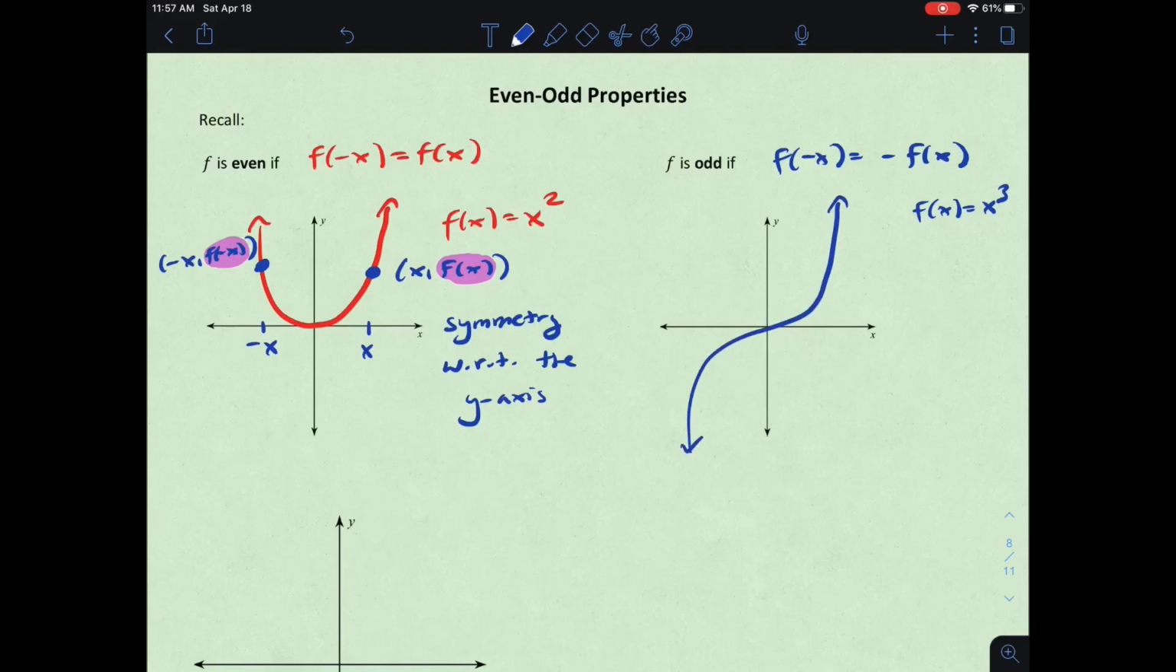And for an odd function, opposite inputs will have opposite outputs. So if I label this x, this point would be x comma f of x. And on the other side, if I call this negative x, the point that corresponds to that would be negative x comma f of negative x. And when you compare the two y coordinates, what you'll notice is that f of negative x is really the opposite value of f of x. And that's what this is saying right here, right? Odd functions also have a type of symmetry where they'll be symmetric with respect to the origin.